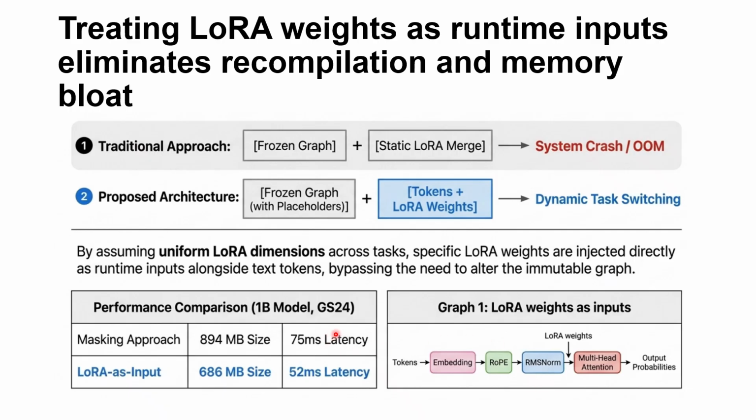By using this LoRA as input technique, our 1B model tested on Galaxy S24 reduces the model size from 894 MB to 686 MB while cutting the latency by nearly 30%, from 75 ms to 52 ms.